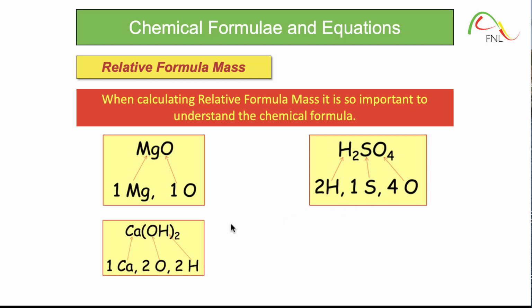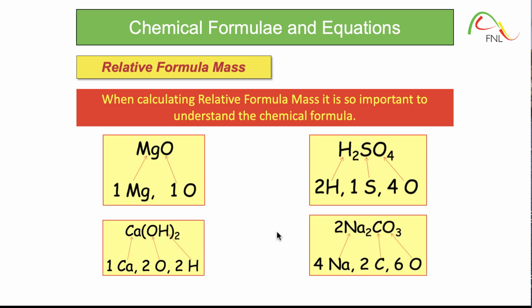A little bit more complex now. We're going to introduce brackets to it. So here we've got calcium, and in brackets we've got OH, hydroxide, and outside of brackets is subscript 2. And this subscript 2 here only refers to what's in the bracket. So it tells us there's 2 hydrogens, 2 oxygens. So in calcium hydroxide, we've got 1 calcium, 2 oxygens, 2 hydrogens.